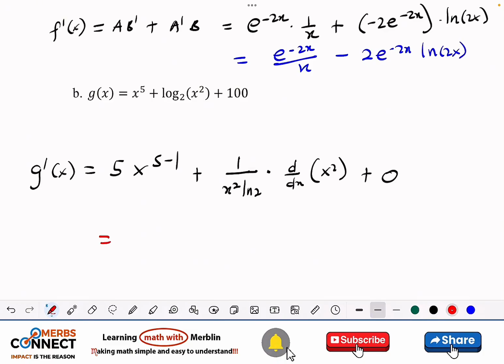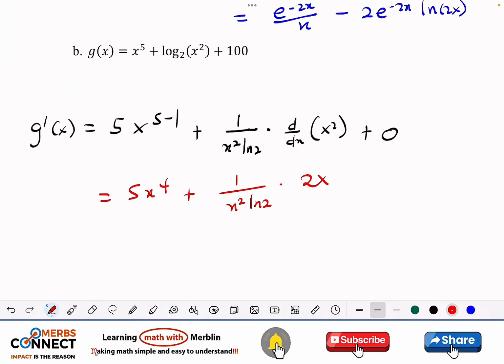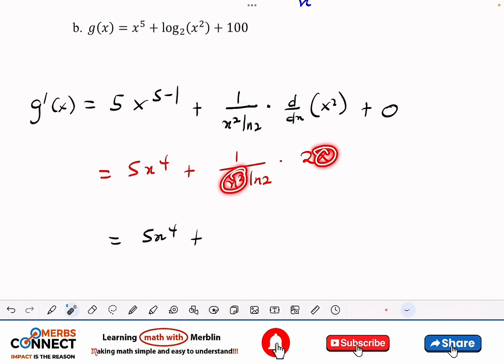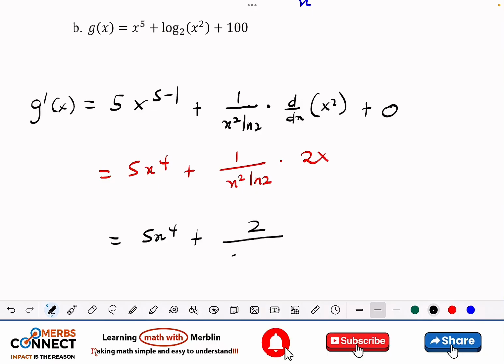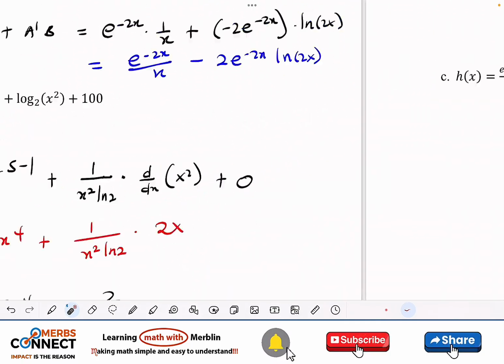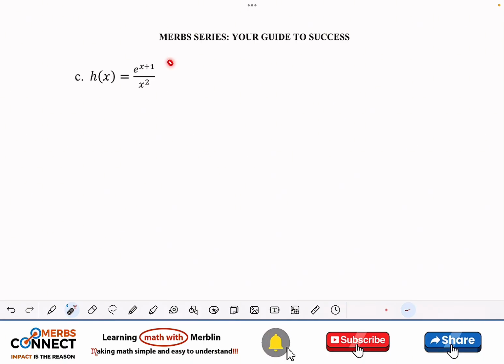So this is going to give us 5x to the power 4 plus 1 over x squared times 2x. Now when I differentiate x squared using the power rule, I'm going to have 2x. And finally, this is going to give us 5x to the power 4 plus 2x divided by x squared, or even I can cancel one of the x. I have x squared here, I have x here, one of them will cancel, so it will be 2 divided by x. So this is what I'm going to get when I differentiate this. So please try and understand what we are doing here.